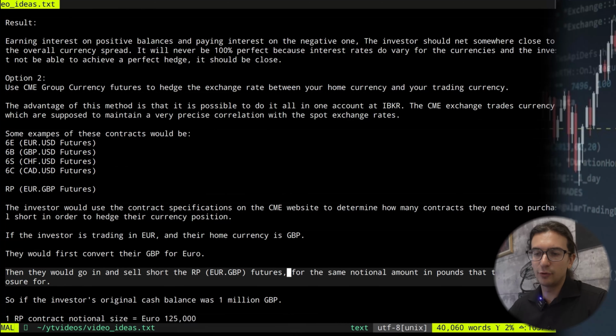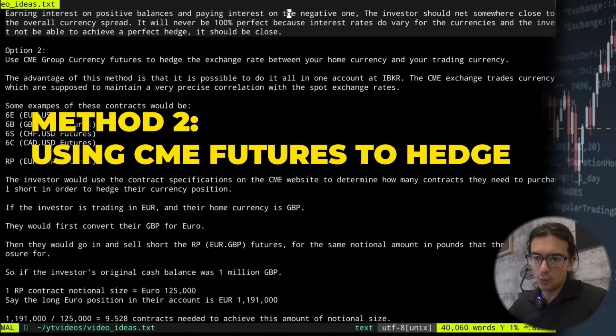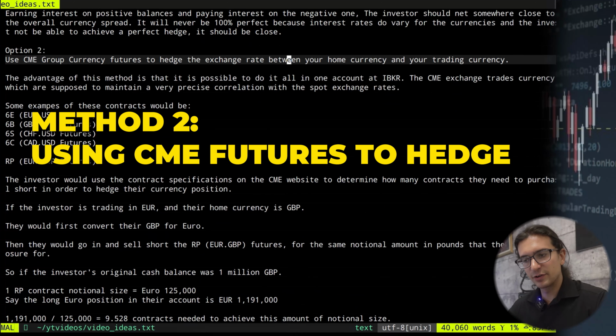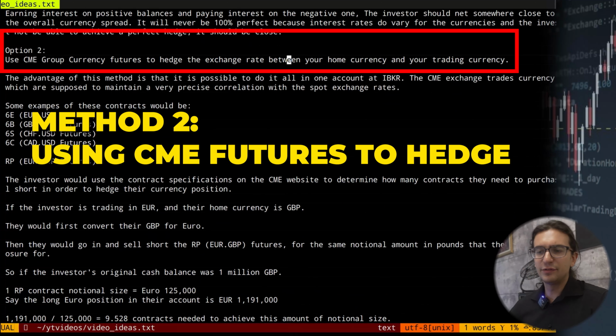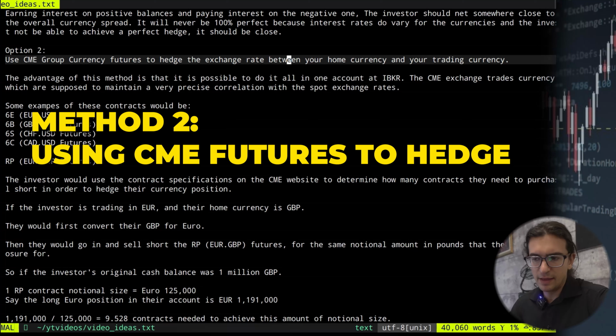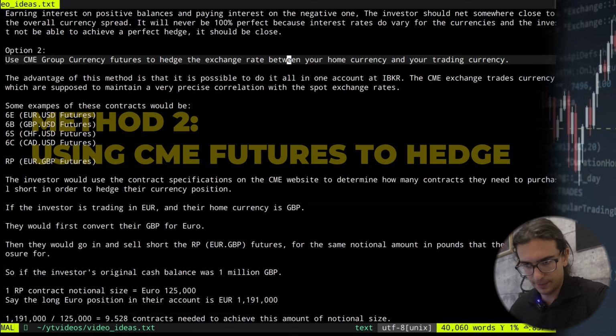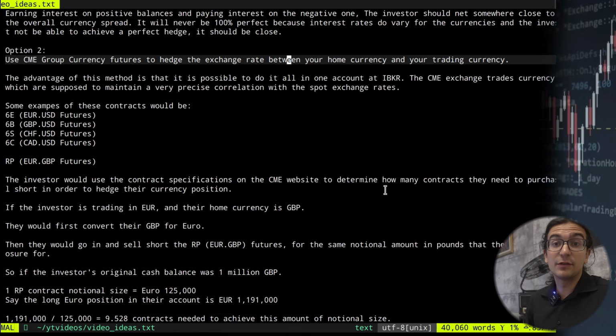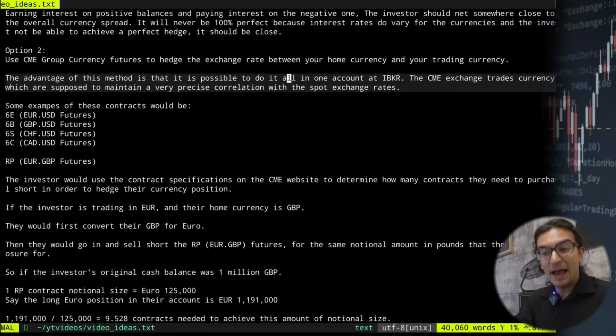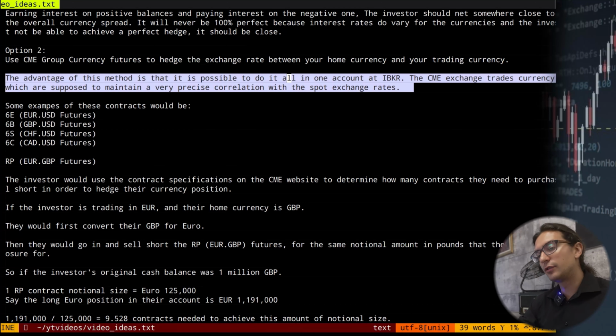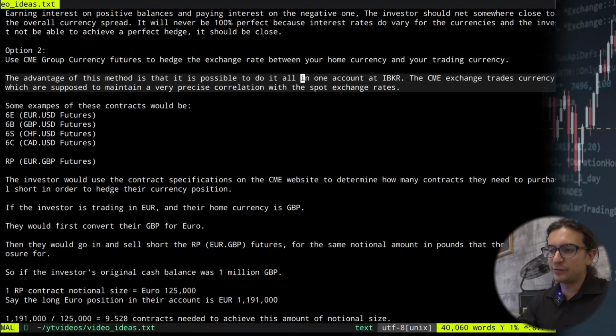Let's go over to option number 2, which in my opinion, I think is a little bit more efficient, which is to use the CME Group currency futures to hedge the exchange rate between your home currency and the currency you're trading. The CME is pretty much the biggest futures exchange in the world. The advantage of using this method is that it's possible to do it all in one account at Interactive Brokers. And the CME exchange trades currency futures, which are supposed to maintain a very precise correlation to the spot exchange rates.